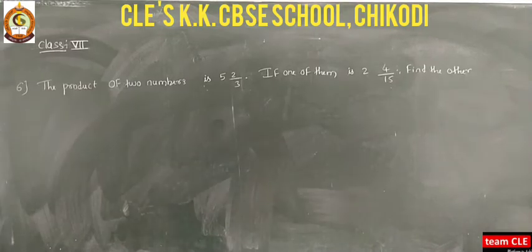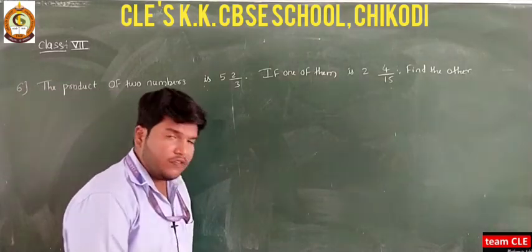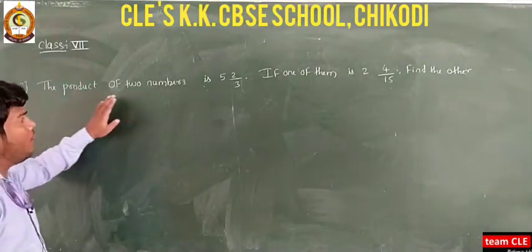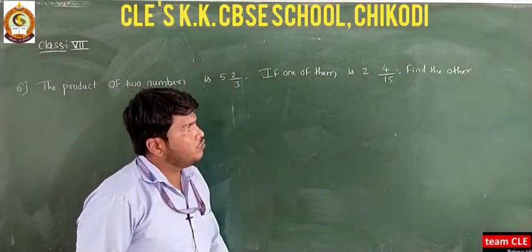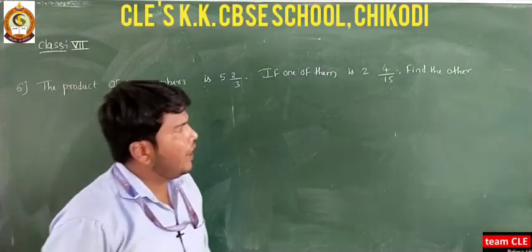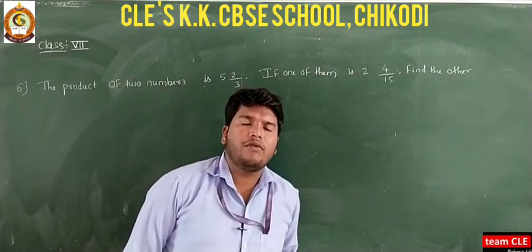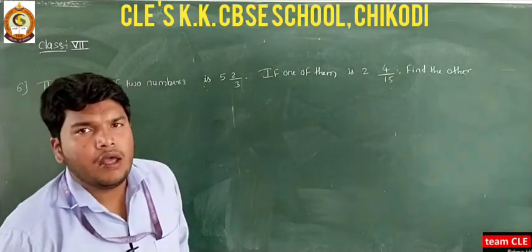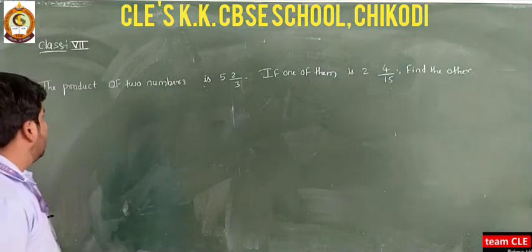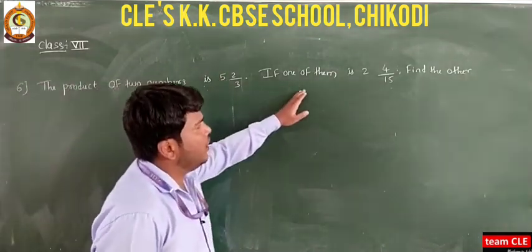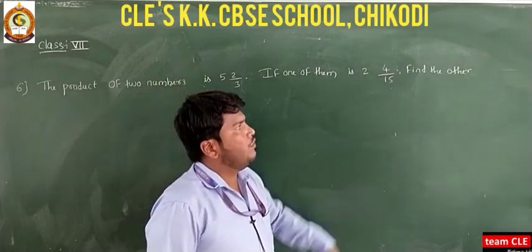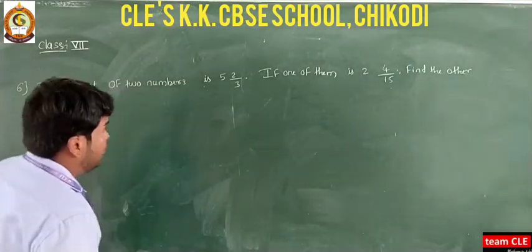Okay, dear students, now welcome back to one more question of exercise number 2.2. That is the sixth question. It says the product of two numbers is 5 integer 2 by 3. If one of them is 2 integer 4 by 15, find the other. The fifth question you have to solve by yourself and send me on my WhatsApp number. Okay, so dear students, the question says the product of two numbers is 5 integer 2 by 3. If one of them is 2 integer 4 by 15, find the other.